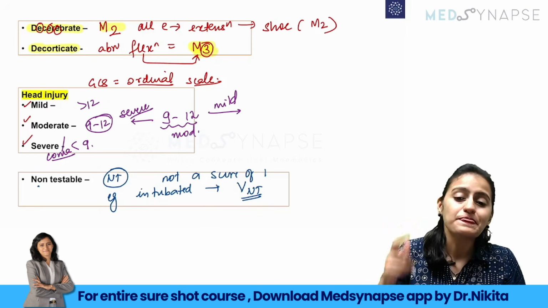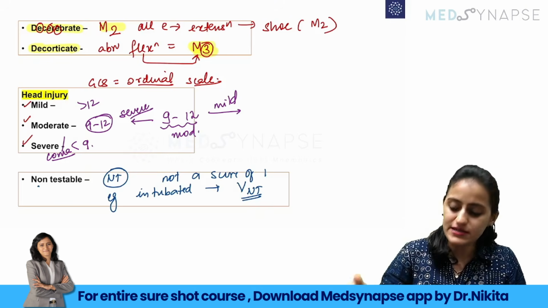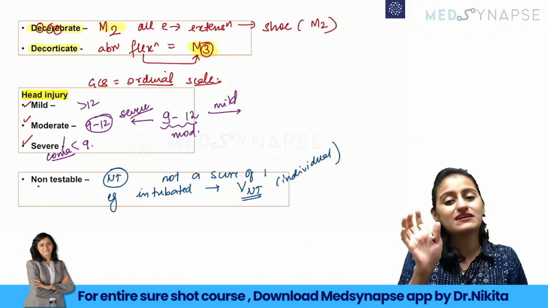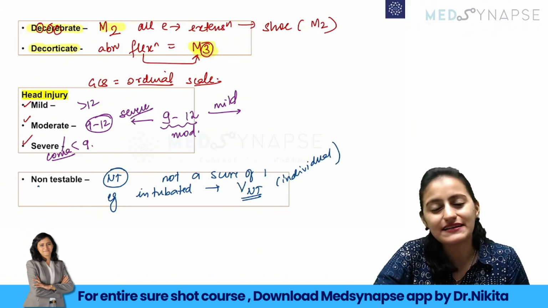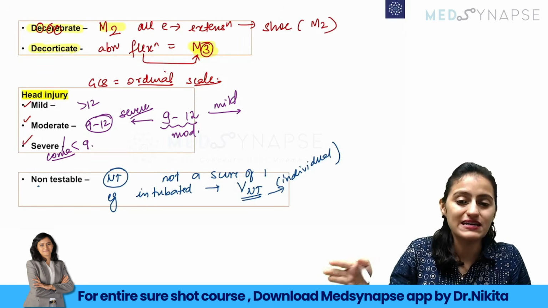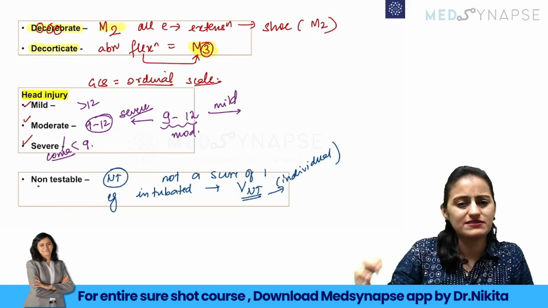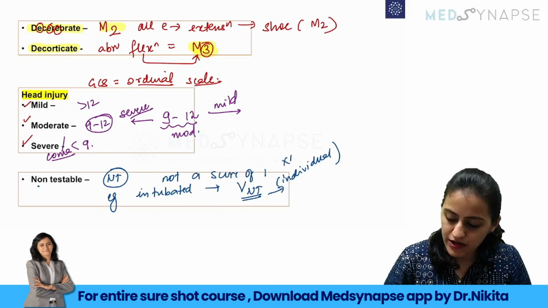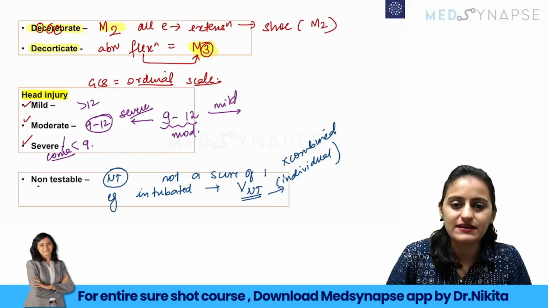Remember that when you have any component which is non-testable, you give the individual component scores rather than giving the combined score, because that leads to false interpretation. So, you give E2, whatever is the score, VNT, M5. You don't give the combined score in that case.